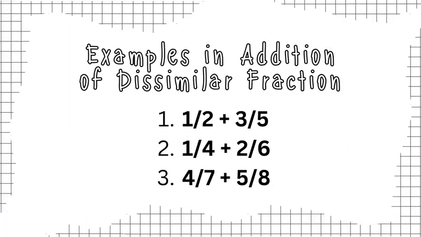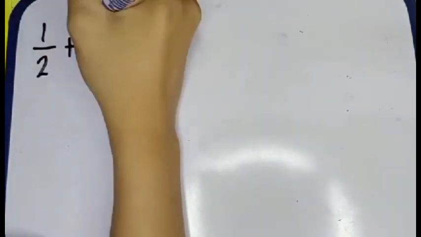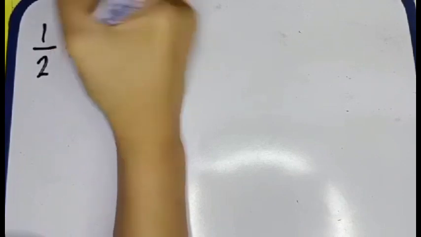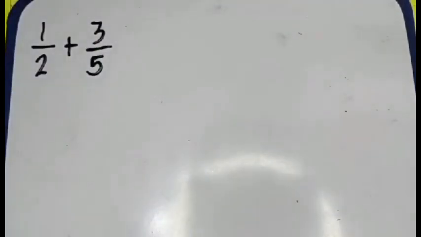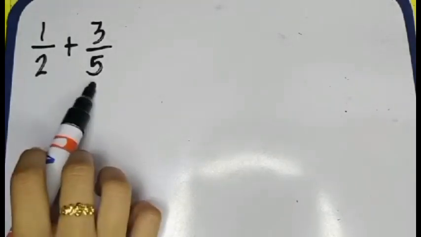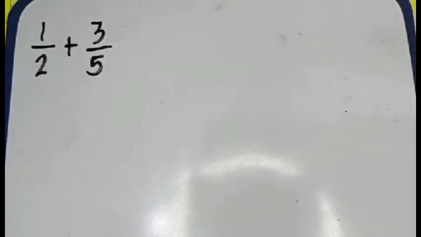And now, here are the examples in addition of dissimilar fractions. For our first example, we have 1/2 plus 3/5. As you can see, hindi sila parehas ng denominator. It means dissimilar fraction siya. So, para makuha natin ang tamang sagot, first, we are going to find the least common multiple or LCM of 2 and 5. And that is 10. Kaya magiging denominator natin ay 10 dapat.